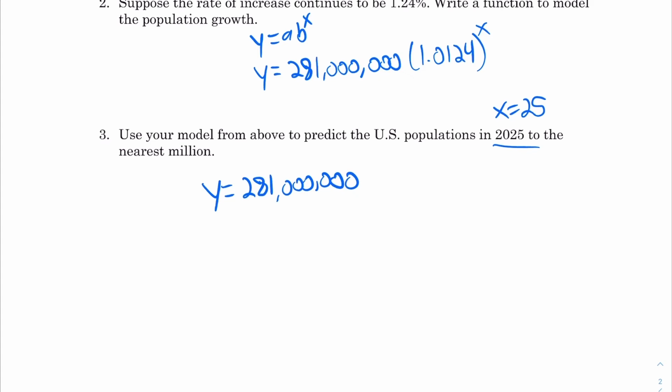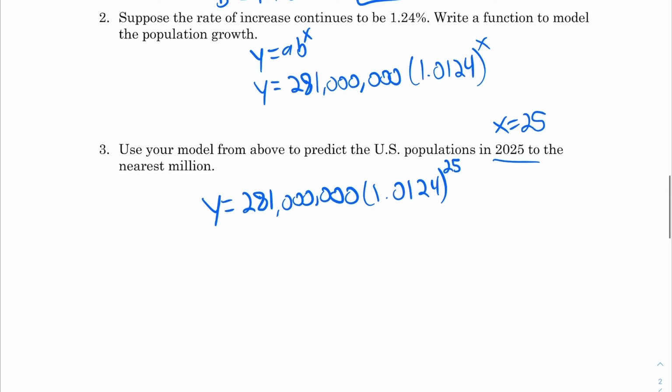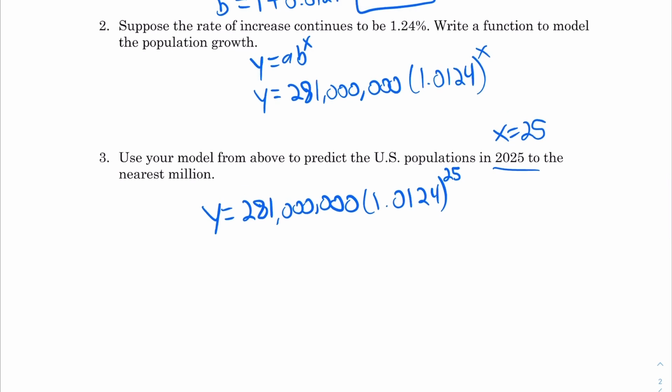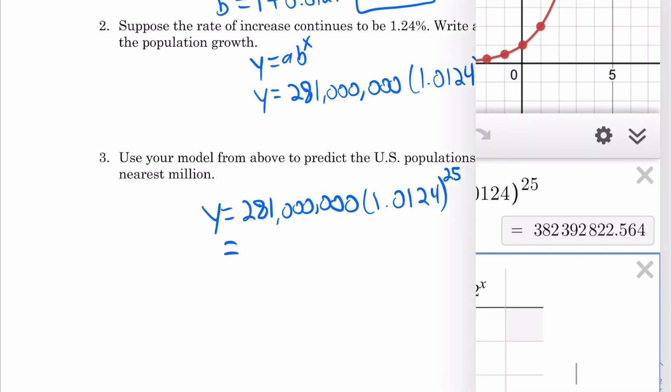So we'll copy the formula from part B, and we'll plug in 25 at the top, and then we'll put that in a Desmos and see what our answer is. Here's the number I get.